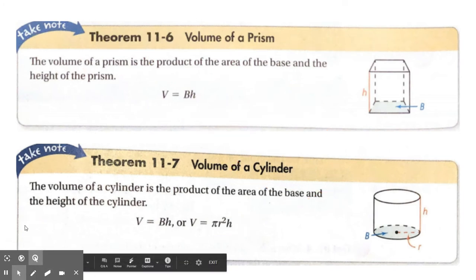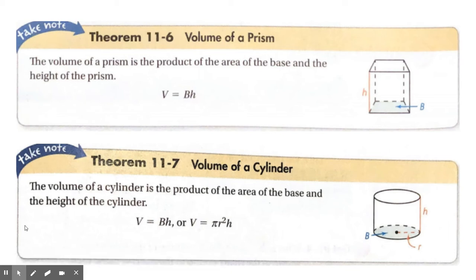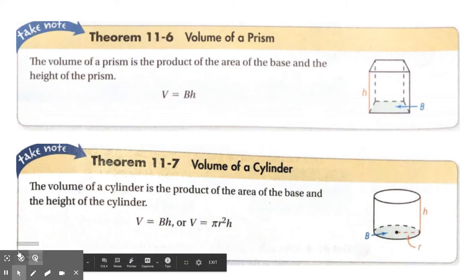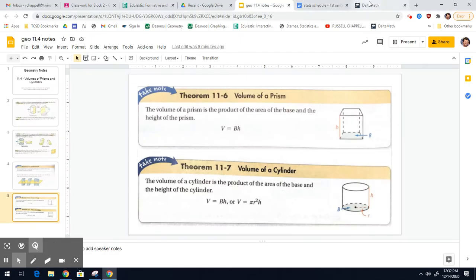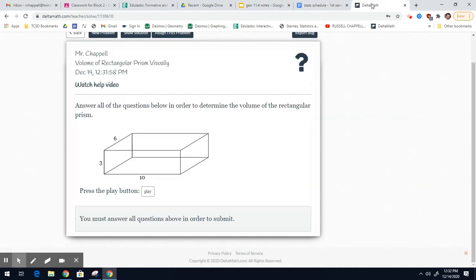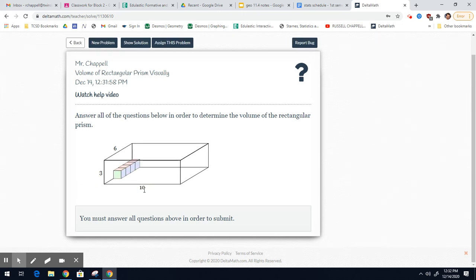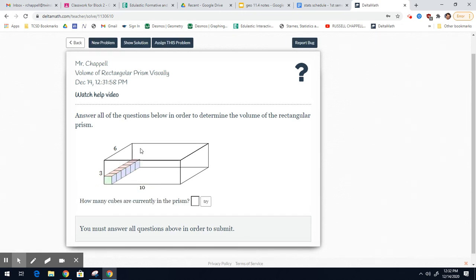All right, so we're going to go into Delta Math and do some simpler volume problems, and then go to Edge Elastic where I have some more creative word problems. Okay, this first one, I just want to walk you through. This is going after the definition of volume. So it says, answer all the questions below to determine the volume of the rectangular prism. It says, press the play button. So I will. Notice it's filling up, right? It is filling up with how many of the cubes?